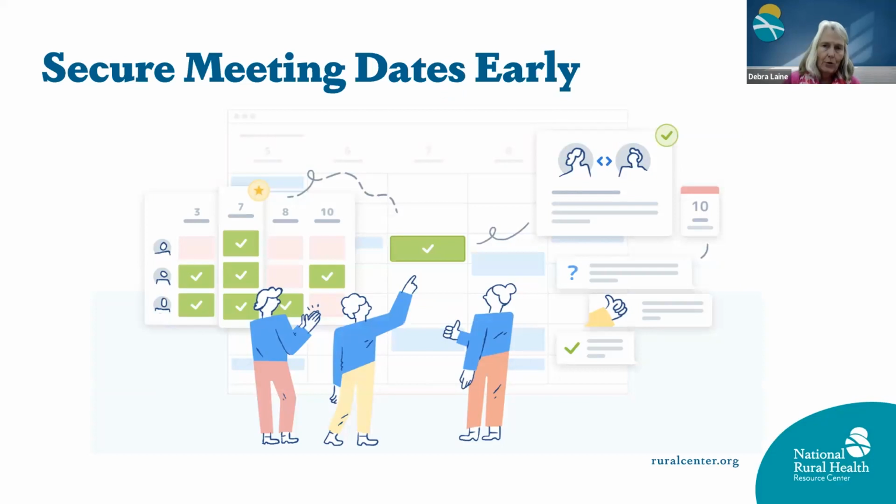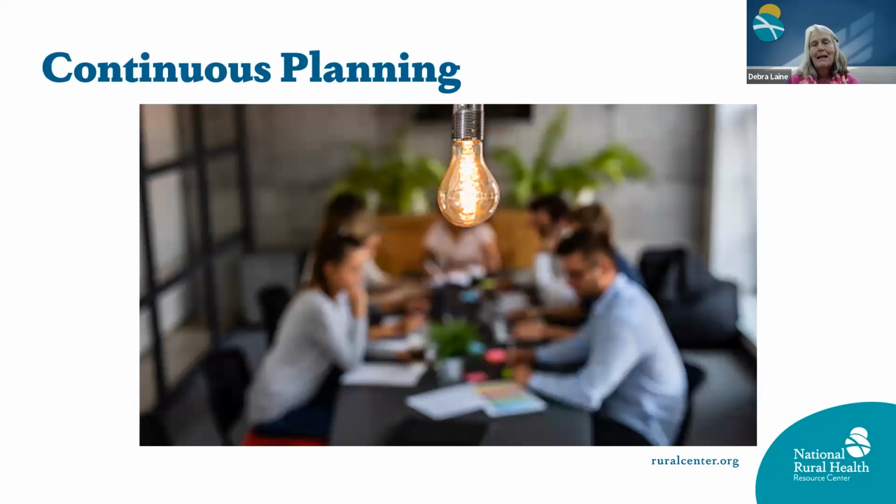Secure meeting dates early. If you're going to meet regularly, set them up ahead of time so that everybody has them on their calendar. Make it a habit to have everybody bring their calendar so you can set the next date. This really creates a culture of wanting to be inclusive, involve people, and easily continue that forward movement.